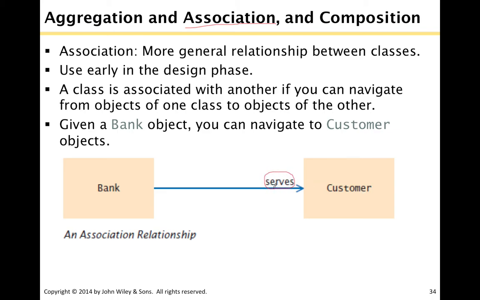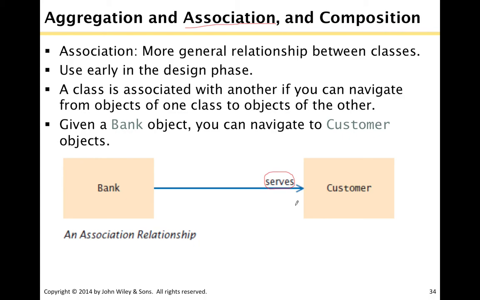Then how do you put that in a UML diagram? Draw a line and then put a label on the line, which is the specific relationship. So this is a service, but that relationship, like a service, has a direction. So the bank serves a customer, then you put an arrow to specify direction. But some relationships may not have direction, then you don't put an arrowhead, just simply a solid line.